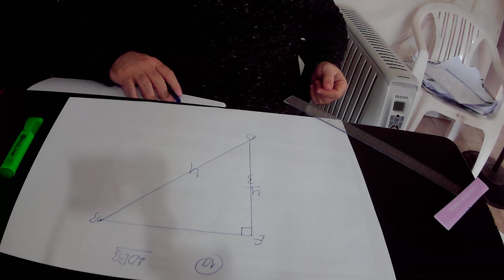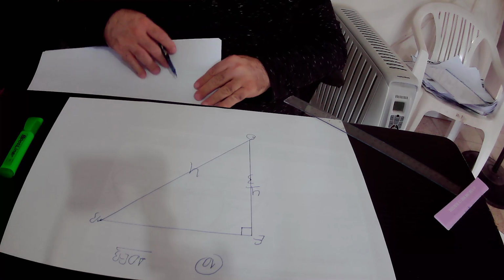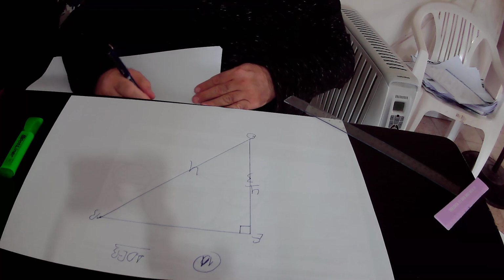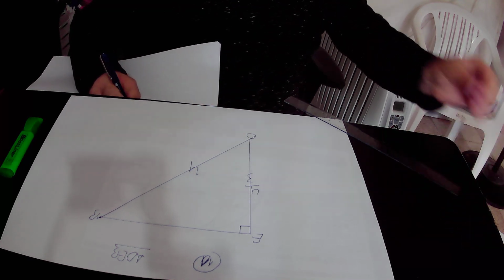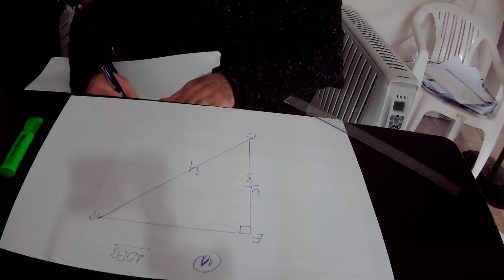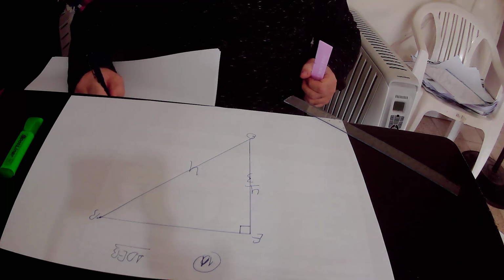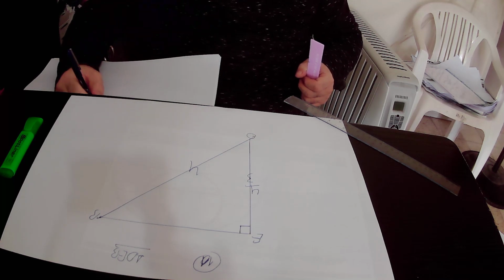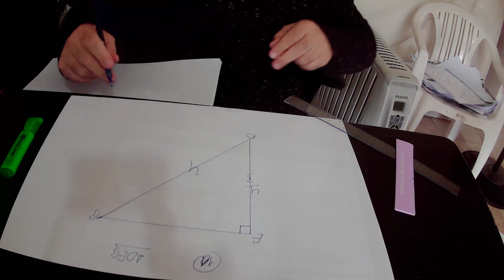And according to the Pythagoras theorem, the square of the hypotenuse equals the sum of the squares of the perpendiculars. That is to say, in this triangle OEB, the square of the hypotenuse, it is actually OB square, OB square equals the sum of the squares of the perpendiculars, OE square plus EB square.